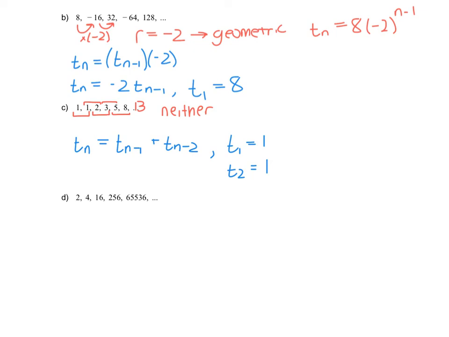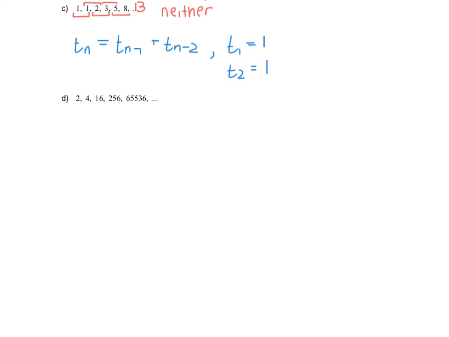And finally, our last sequence, 2, 4, 16, 256, 65,536. Clearly no common difference because I can't jump that high up. And if I try to see if there's a common ratio, 2 times 2 is 4, but 4 times 2 is 8, not 16. So once again, this is neither, and we have to use the visual and try to problem solve to see the pattern.